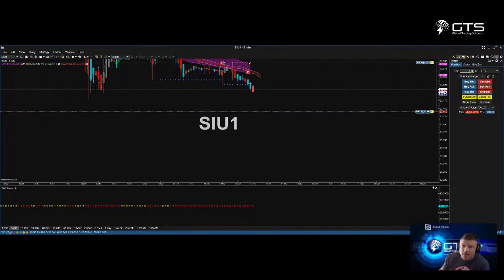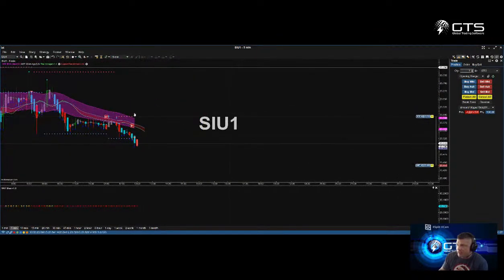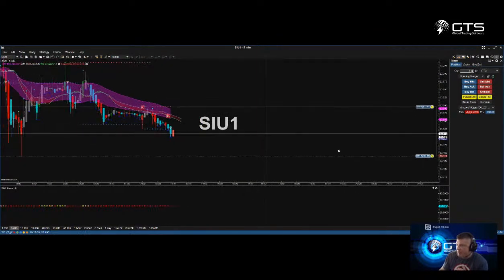I got my cloud, my stop set up here just above the top of this EMA cloud right here, and then I've got my profit target as the low, right? So we'll see how she goes.